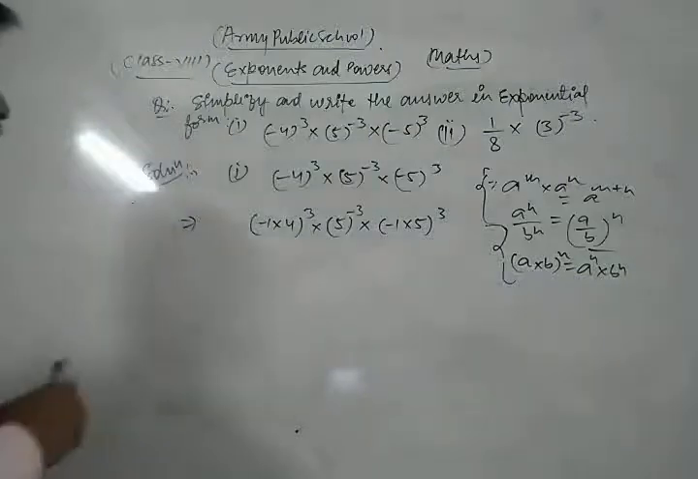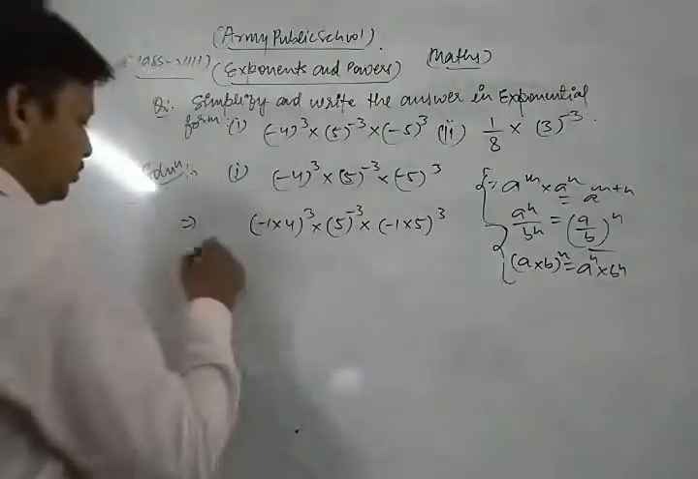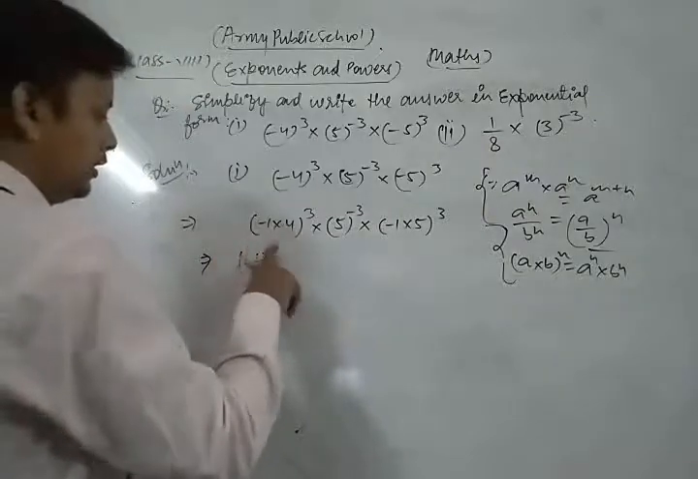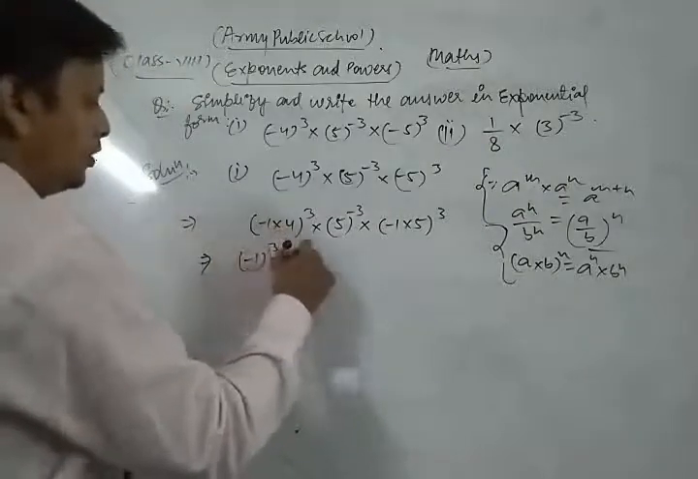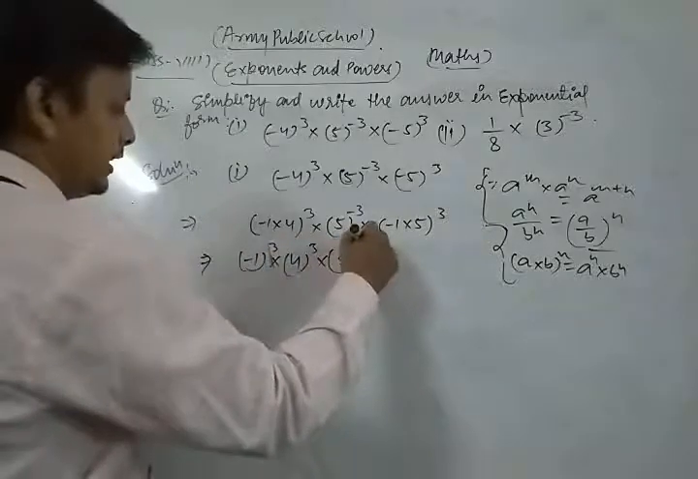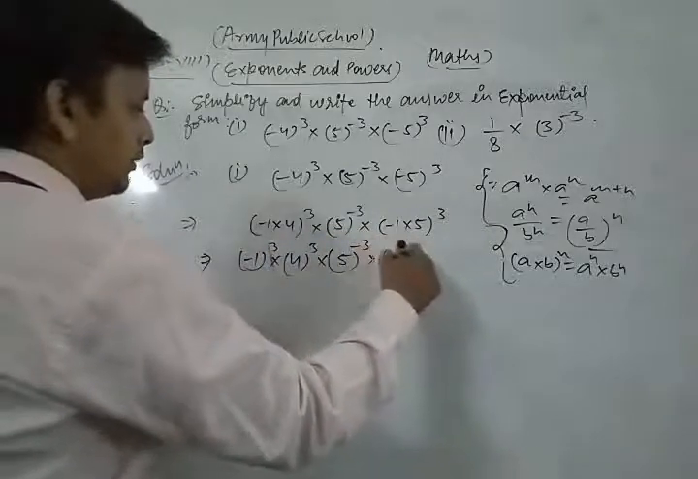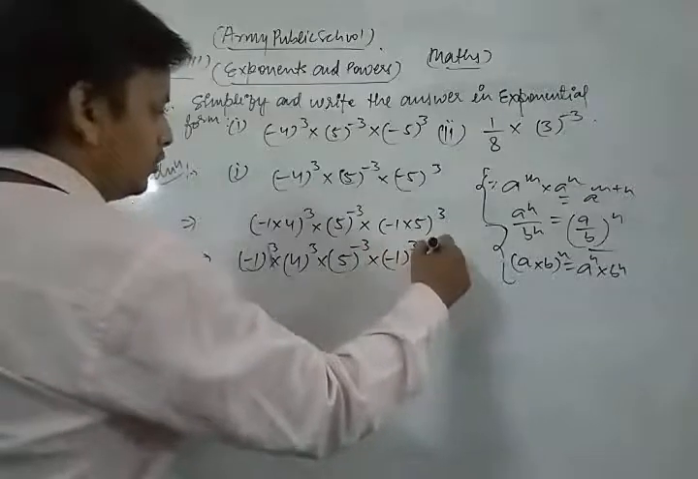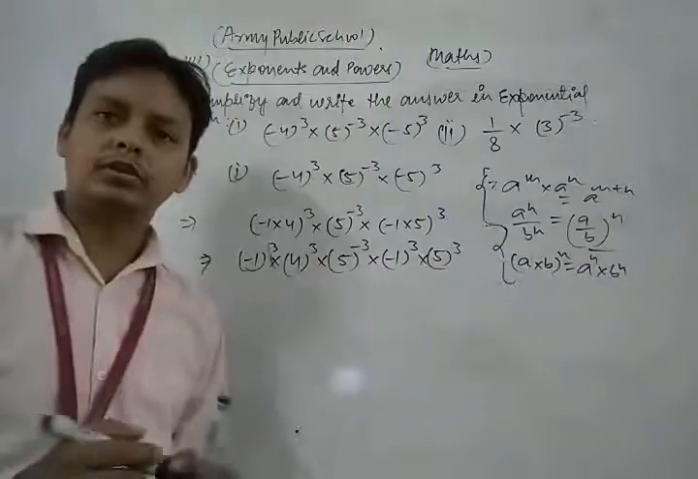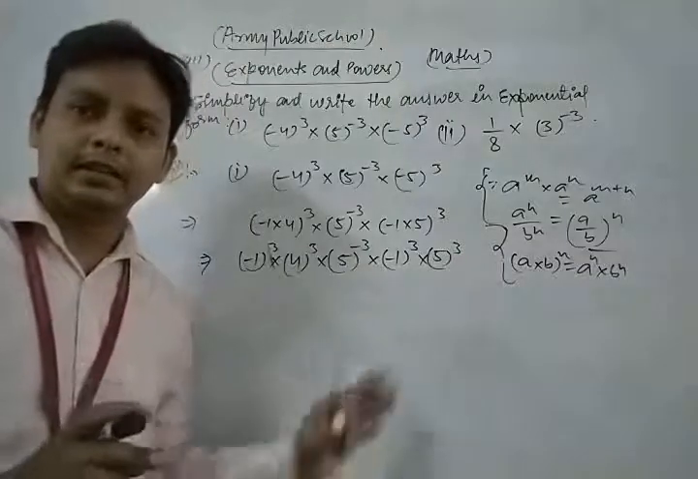We can write this as minus 1 to the power 3 and 4 power 3 written as it is, into 5 power minus 3 written as it is. Here we get minus 1 to the power 3 into 5 power 3, written in this way. So first of all we split all these things.